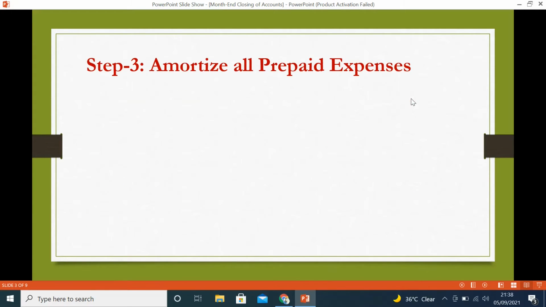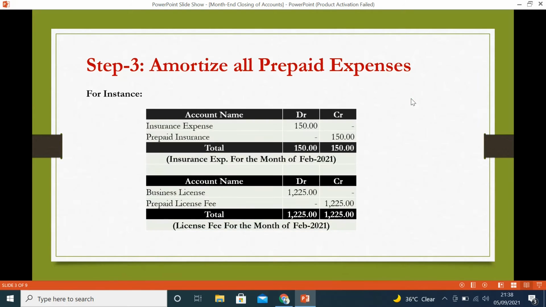On step 3, you need to amortize all prepaid expenses. For instance, if you have prepaid insurance, so you need to go and record each month expense for that prepaid insurance. You need to verify that this insurance payment what you have made, it is for how many months. Then go and divide the total amount with the number of months and you will get the figure. So that expense you need to record every month. And okay, so we make insurance expense debit here, and the prepaid insurance we make credit.